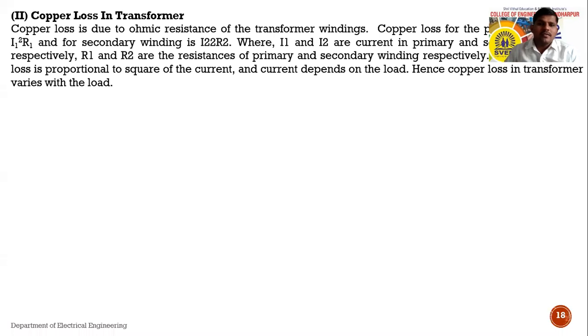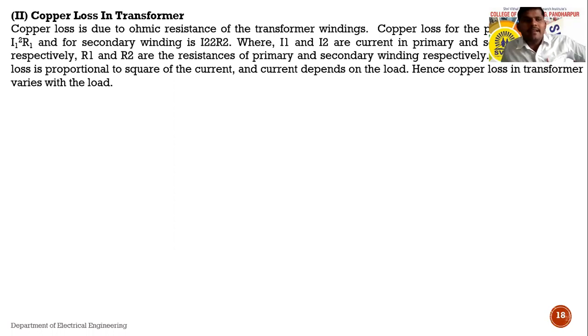So there is copper loss for the primary winding, and the copper loss depends upon the value of current flowing through the winding. It is different at the primary side and different at the secondary side. That means it depends upon the value of current flowing through that individual winding.